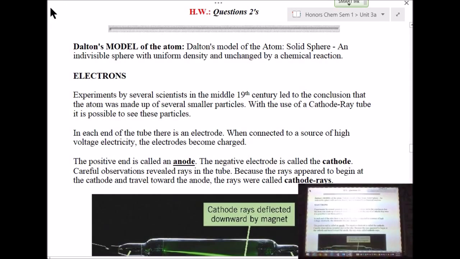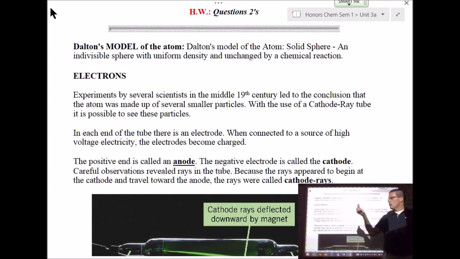All right. So today we're starting to talk about the model of the atom. Today we're going to start talking about Dalton and Thomson's model, and then we'll finish it up tomorrow with Rutherford. But here is the model of the atom that Dalton had. It is an indivisible sphere.